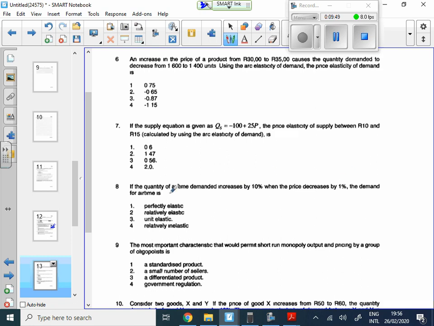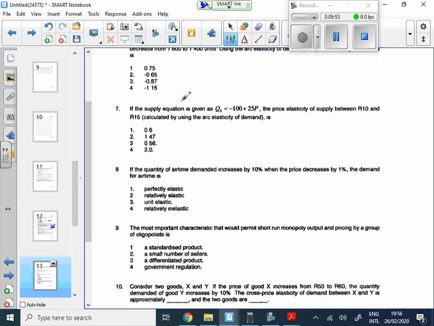10%, 1%, demand is perfectly elastic, and so on. In total it's a lot. It contributes to more than 10% of the paper. Just elasticity. And the understanding that you get from here, we carry it all the way.